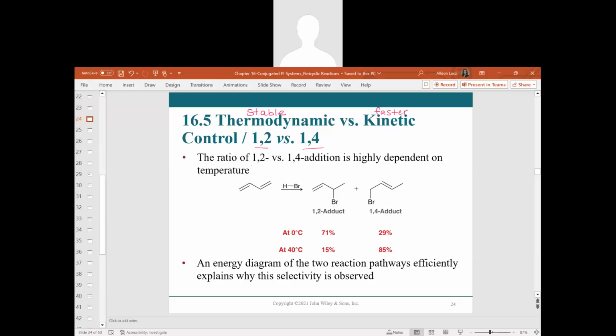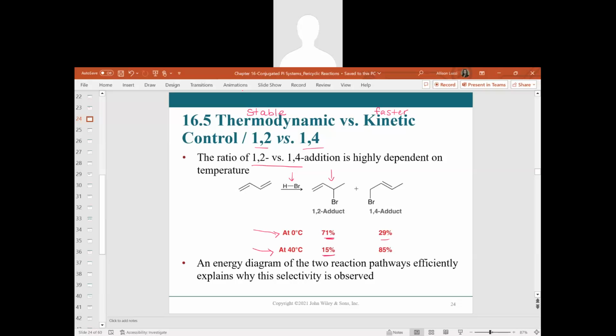So the ratio of our 1,2 versus 1,4 addition product to this HX addition reaction shown below is, we're told, highly dependent on temperature. So at lower temperature, what we see is actually the faster product form, right? We'll see this 1,2 adduct in a higher percentage than our 1,4 adduct. And at a higher temperature, we're going to see that we have our thermodynamic or more stable product form. And this ratio, again, at higher temperature shows the 1,2 adduct at a much lower percentage than at the lower temperature.